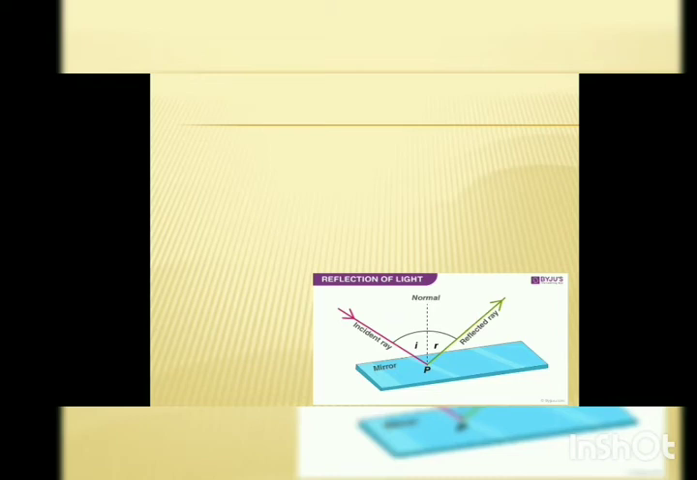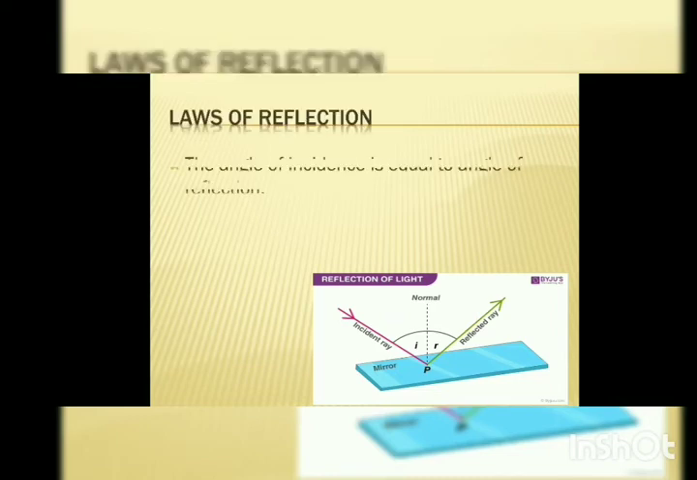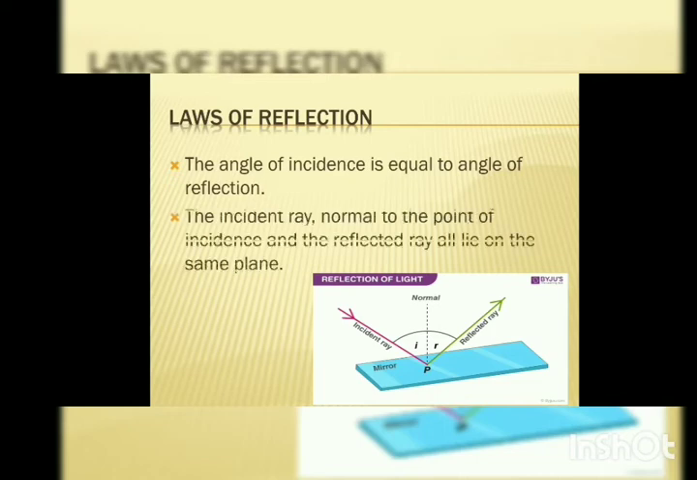So that is our first law: angle of incidence is equal to angle of reflection. And what will be the second law? The incident ray, normal, and reflected ray all lie on the same plane, which is also very clear from the figure. So these are the laws of reflection.